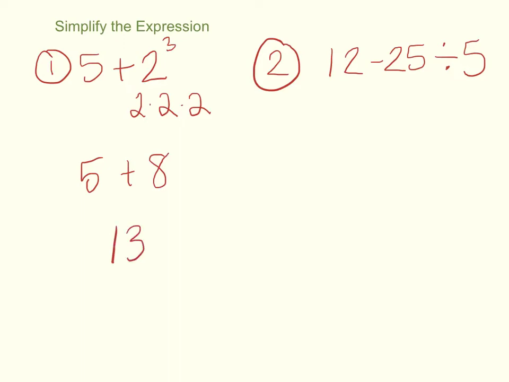Okay, number 2. You have 12 minus 25 divided by 5. So the two operations in this are subtraction and division. If you go off PEMDAS, you see that division comes first. So before we do anything else, we need to divide 25 divided by 5. So we have 12 minus 5. Now the only thing left to do is subtract. So 12 minus 5 is 7. So again, take your time. Look at what operations you have, and then you can move forward. Let's try some more.